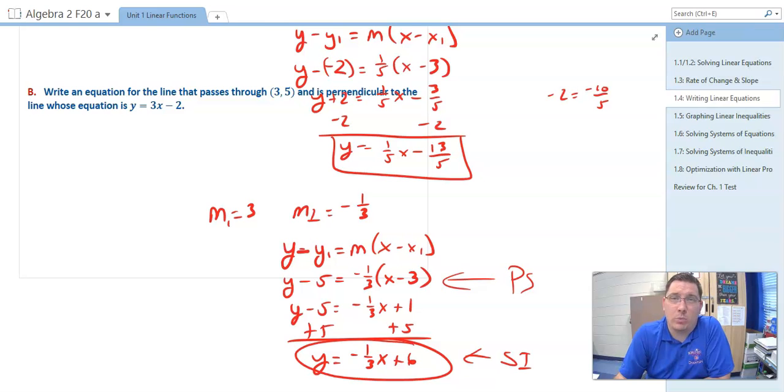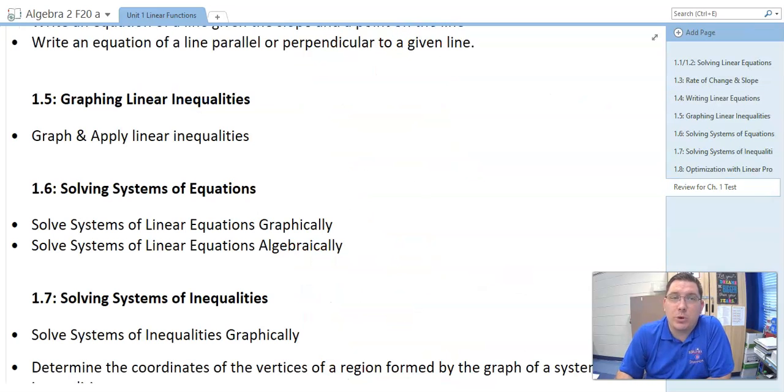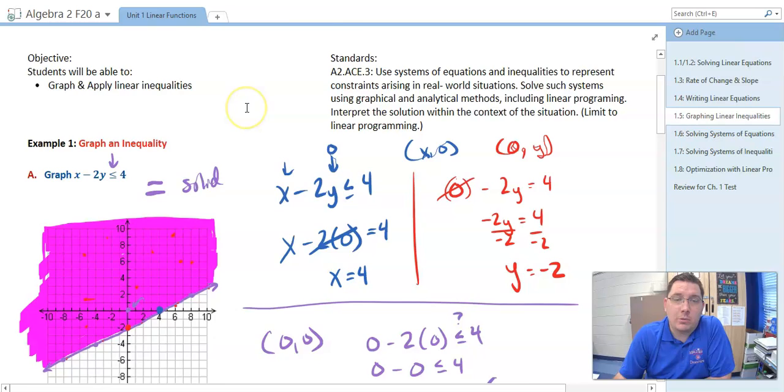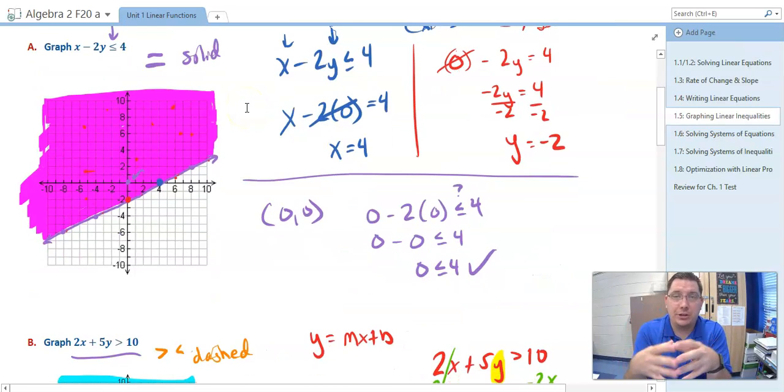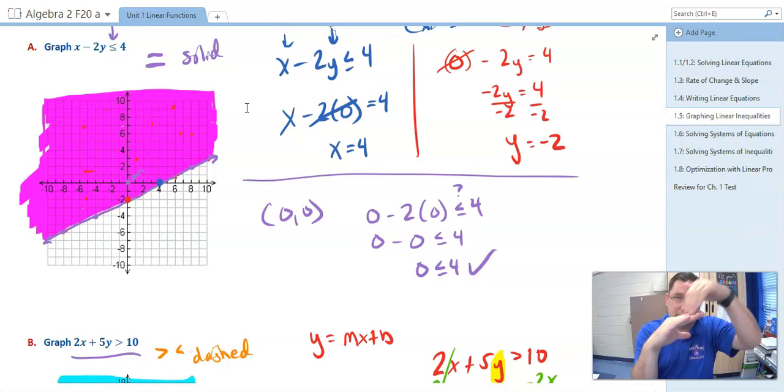So that's section 1.4. In section 1.5, we talked about graphing linear inequalities, and our standard there was that we should be able to graph and apply linear inequalities. When we graph linear inequalities, we have our line, and that line can either be solid or dashed, right? And then we have to determine where the shading is going to be. Is it above the line or is it below the line?